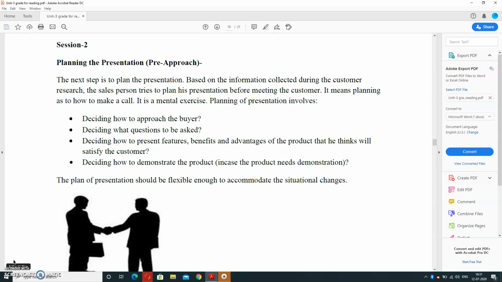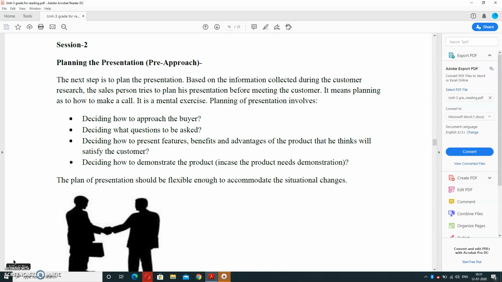The next step is to plan the presentation based on the information collected during the customer research. The salesperson tries to plan his presentation before meeting the customer. When any company wants to sell a product, the company will try to motivate the customer. For motivation, the company needs some information. The company will collect information about the product and about the customer.